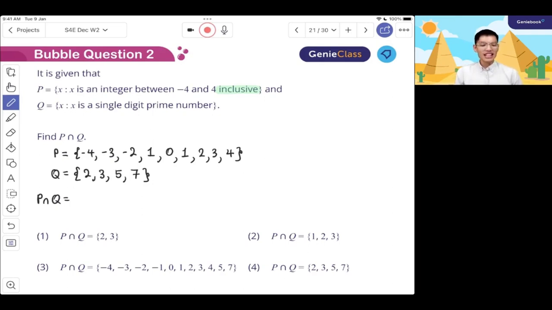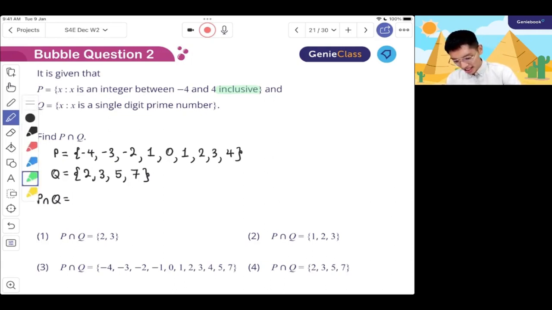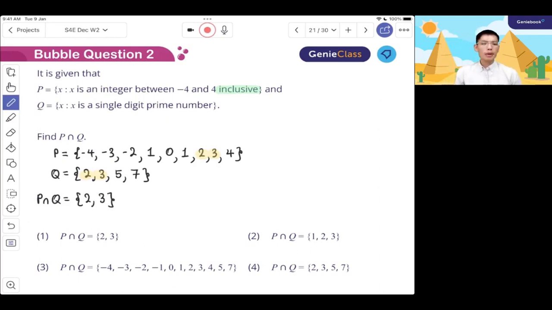I hope some of you realize where you went wrong, because 1 is not a prime number. Take note, 1 is not a prime number. For some of you who answered 1, you got tricked because there's only 2 and 3. There's no 1. That's why my intersection is 2 and 3. 1 is not a prime number because a prime number is defined as a number that has 2 factors, 1 and itself. But 1 has only 1 factor, which is 1. So that's why it is not a prime number. Take note, my answer in this case is actually number 1.